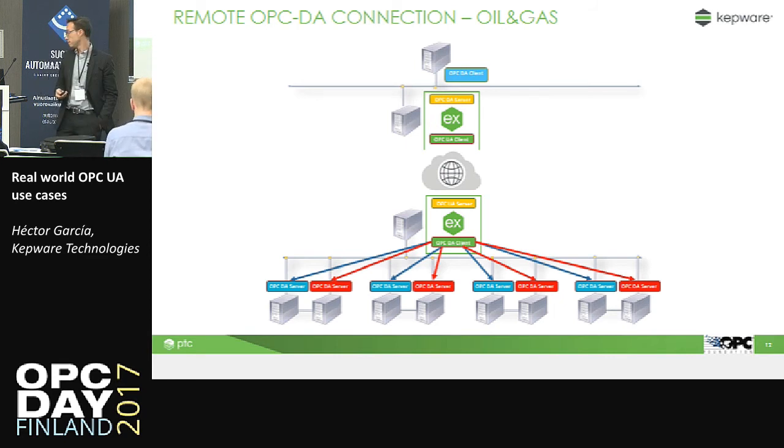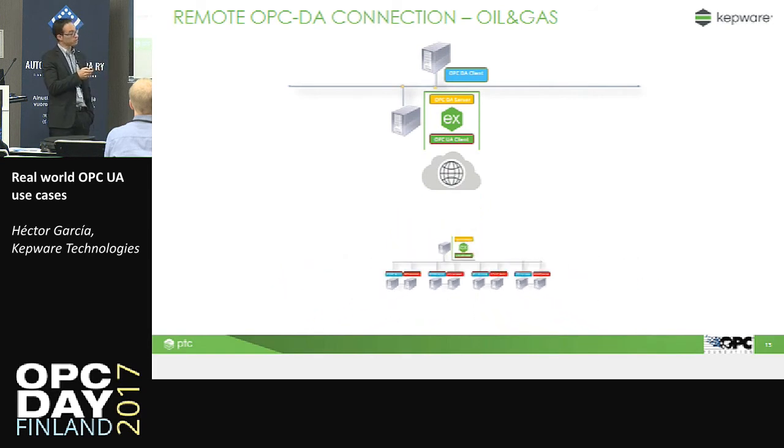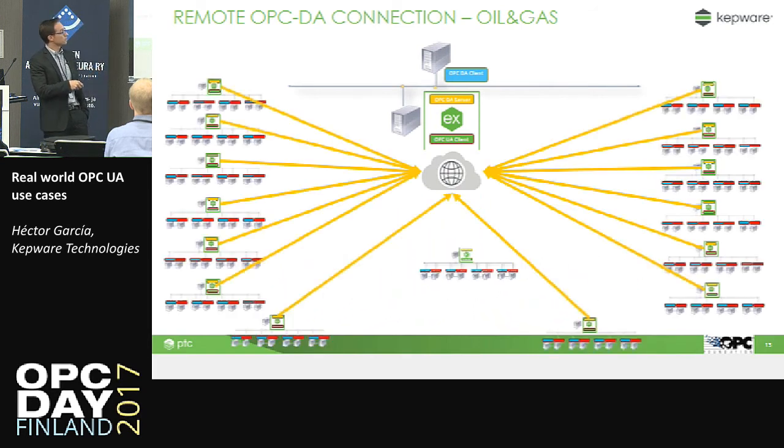And the key thing here is that they not only had one single refinery, they had 16 different refineries. So all these refineries were connected to this central location. In each of the 16 refineries, they needed to install one Kepware X to convert from OPC DA to OPC UA, but in the central location, they needed only one single license to communicate with all the 16 different data sources coming from OPC UA.